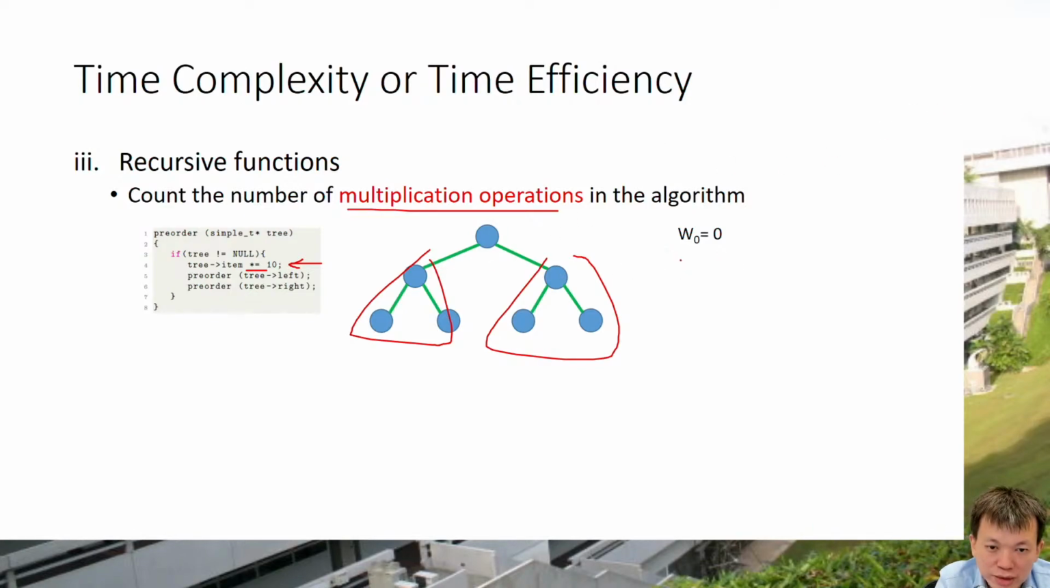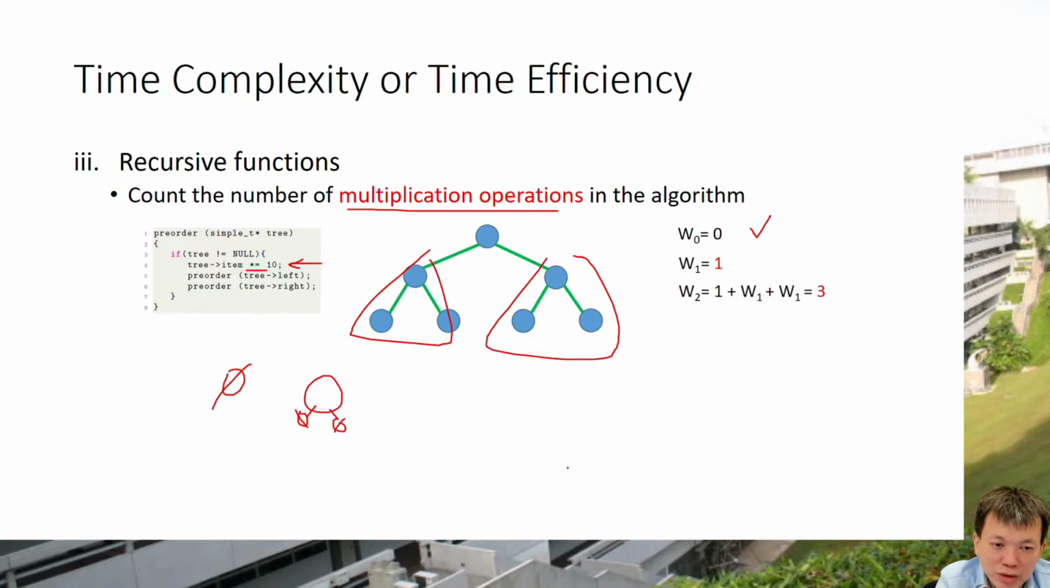What you can do is, I know that if the tree is now empty, there's no chance to enter this if statement. Then the number of multiplication is 0. Then when w equal to 1, that means only 1 node. I will go in once, multiply by 10. Left and right nodes are empty, so it will not do any multiplication. So total will be 1.